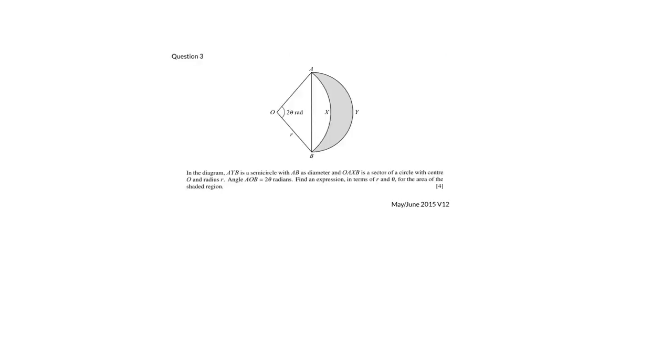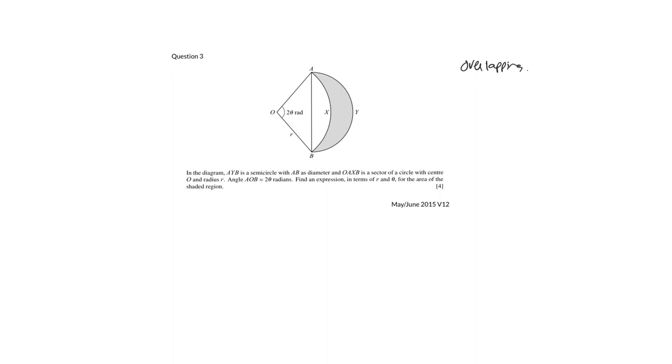Alright, so in this question you have been given a diagram. AYB is a semicircle with AB as a diameter. This AB is the diameter of this semicircle AYB. OAXB is the sector with center O. Angle AOB is given to you as 2 theta. You need to find an expression in terms of r and theta for the area of this shaded region. Now this sector is being overlapped with your semicircle, so it's basically a question on overlapping, and you are being asked to find an expression for the shaded region.